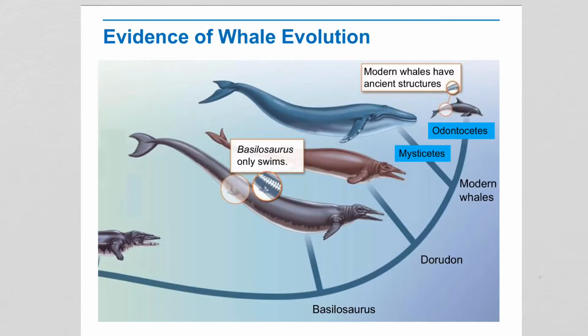Can you list these evidences of evolution overall? Hopefully you're able to say that some of the evidence were things like biogeography and fossil record.